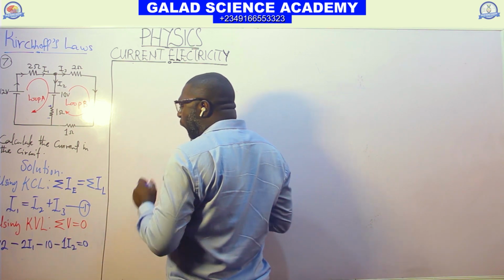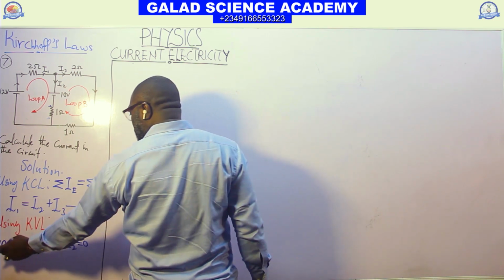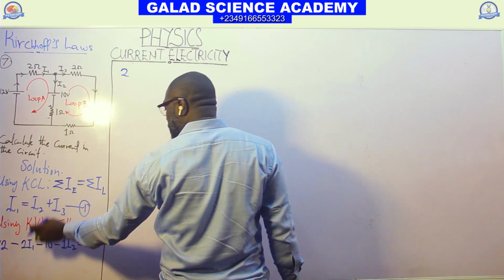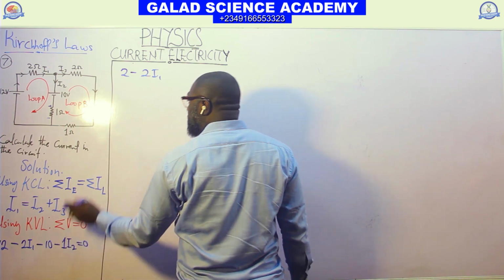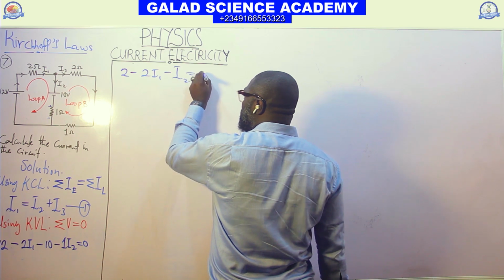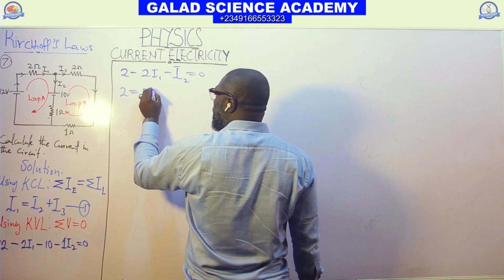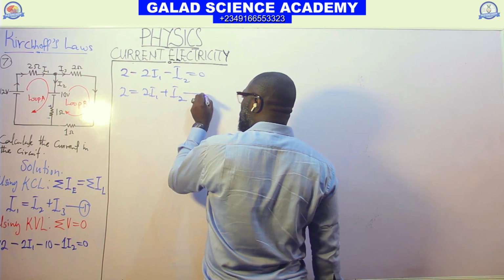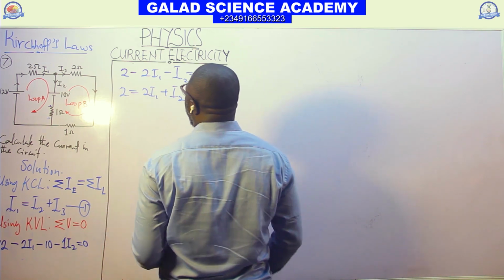And what do we do here? We have this together: 10 minus 12. We have 2 ohms, minus 2I1, minus I2 equal to 0. Collect the like terms: 2 equals plus 2I1 plus I2. This is equation 1.